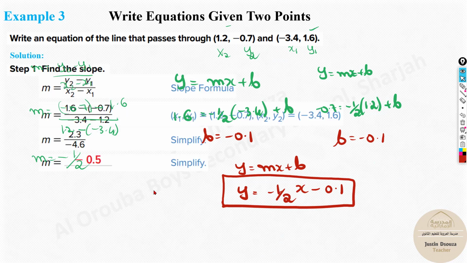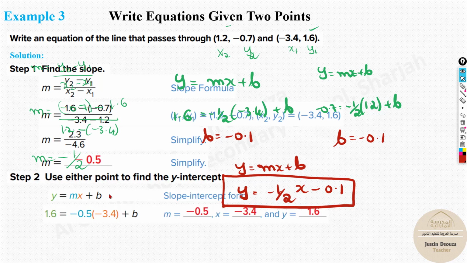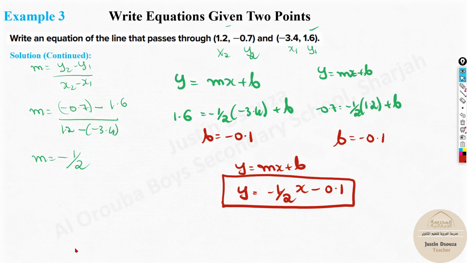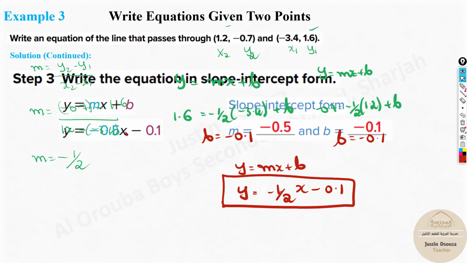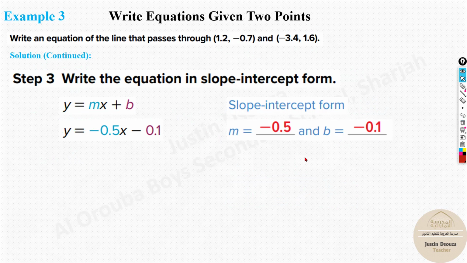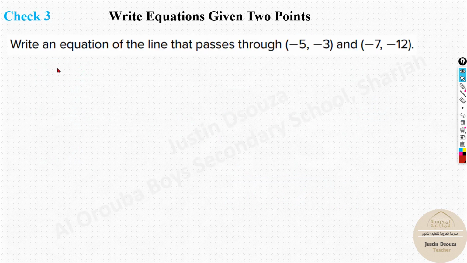That's it. So let's see the answer. It's negative half or 0.5. Just substitute it over here. You will get b value, negative 0.1. And write it out together. The answer is negative half, 0.5 x minus 0.1. If you write half like this or negative 0.5, it's the same thing, doesn't matter. So what do we have?